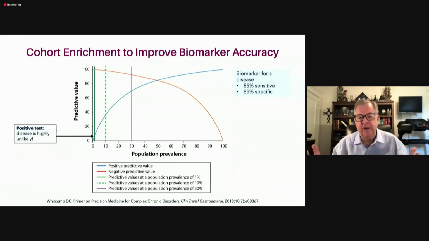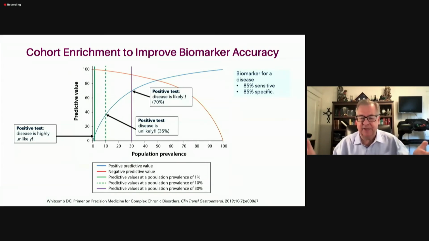Next. If the prevalence of the disorder is 10%, then the disease is unlikely. The prediction is about 35% correct and 65% not correct. But if the prevalence is even 30%, next, now a moderately poor biomarker still has a high positive predictive value, suggesting to go on to the next step. So using genetics and other features to classify the patients into a virtual population that has a high prevalence of disease improves the accuracy of even poor biomarkers. Next.